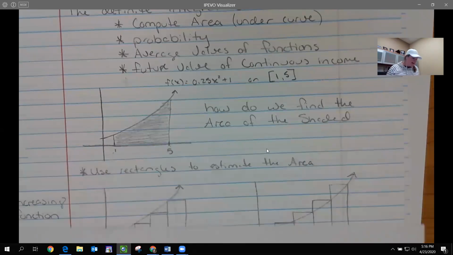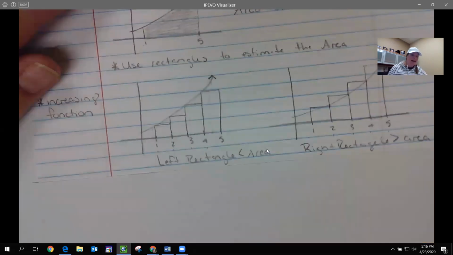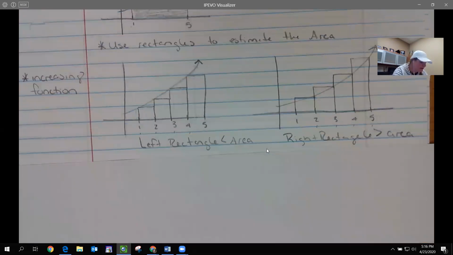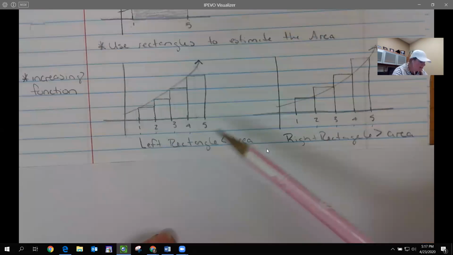So what is the idea? We're going to use a rectangle. And what do I mean by that? If I have an increasing function, so here's my function, I'm going to use the idea of a left rectangle. What's a left rectangle?